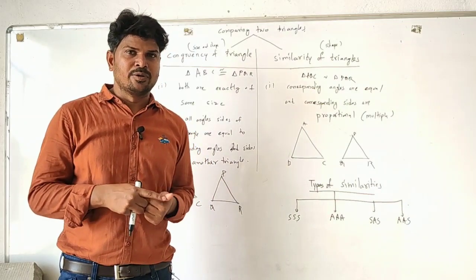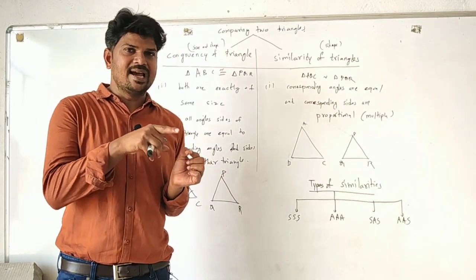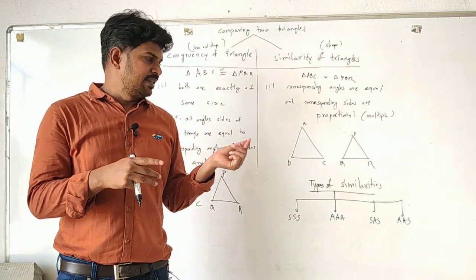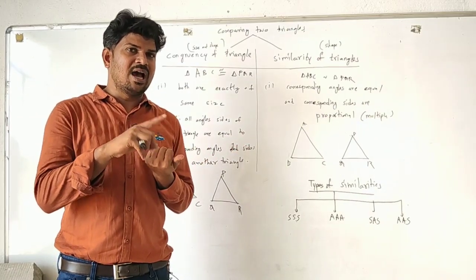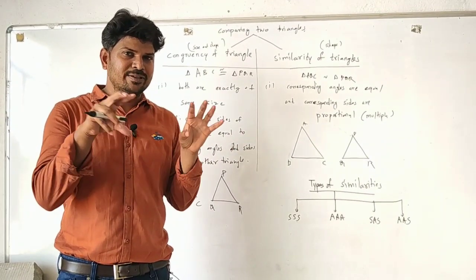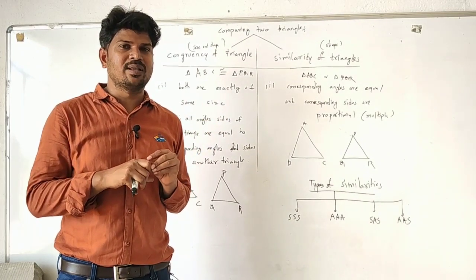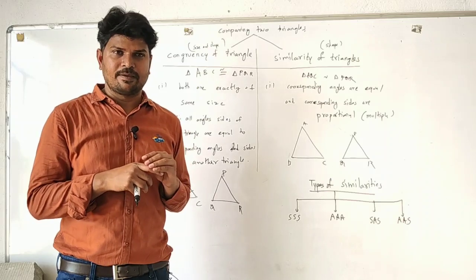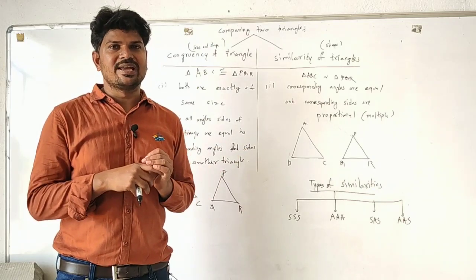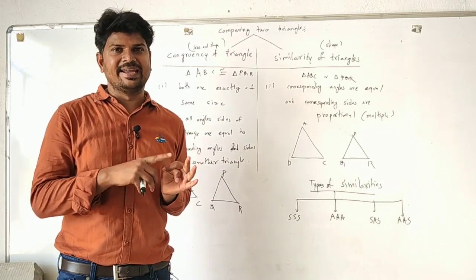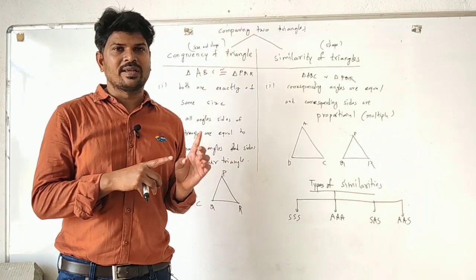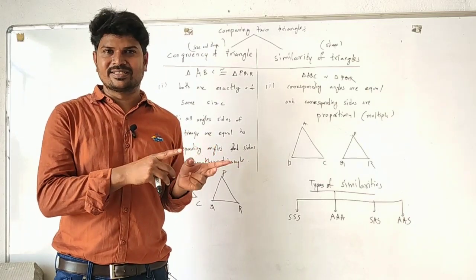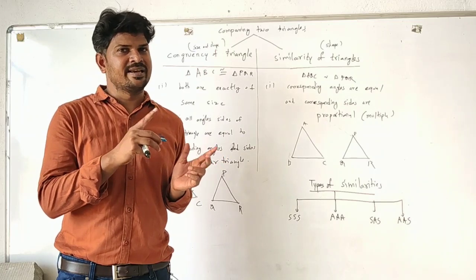Now we'll go for the third one. We are bothered about one angle and sides. If two sides are proportional and the angle between them is equal in two triangles, then we call them similar triangles by the SAS property. Got it? And last we have AAS, which is angle angle side. This can also be called angle side angle. AAS or ASA is the same.